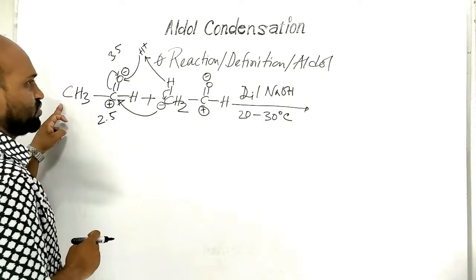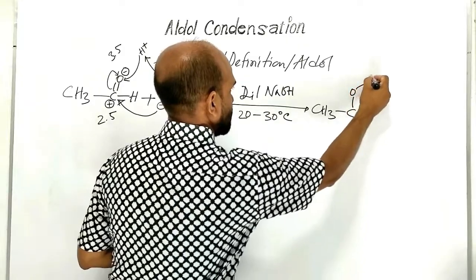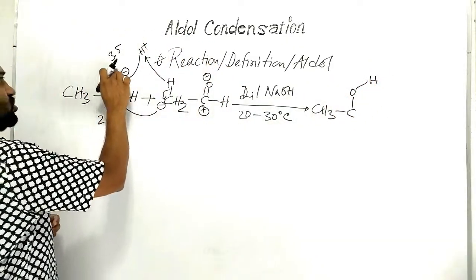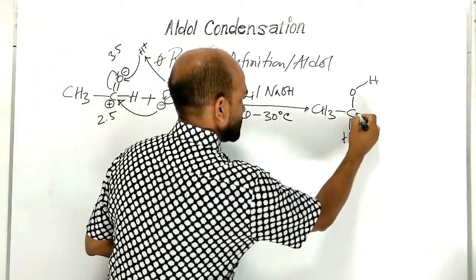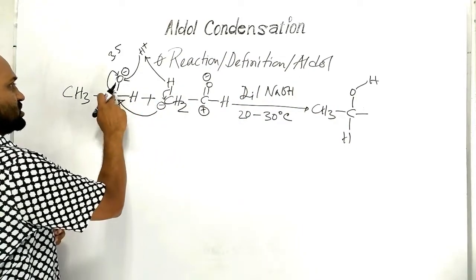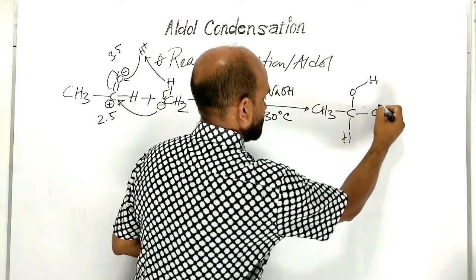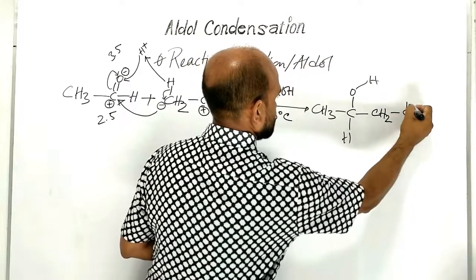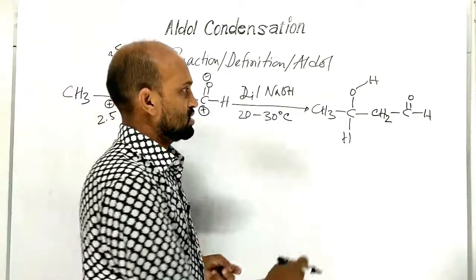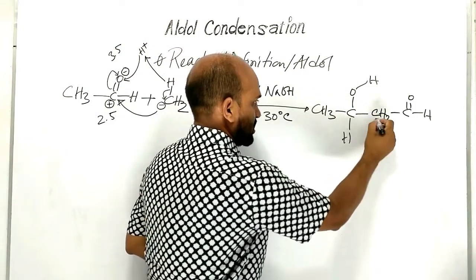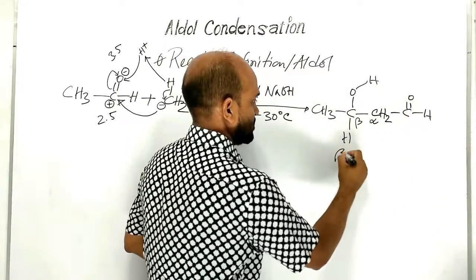Now let's write the compound, that is CH3CHOHCH2COH. Here this carbon and this carbon form a new bond. This compound is formed. That is, this is alpha, this is beta. So this compound is beta hydroxyaldehyde.